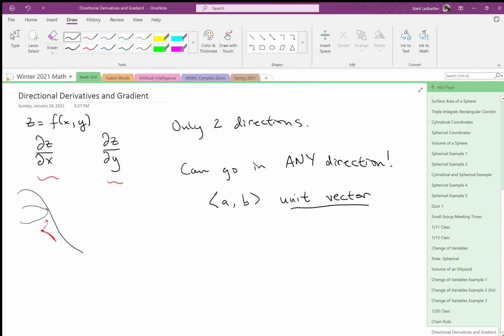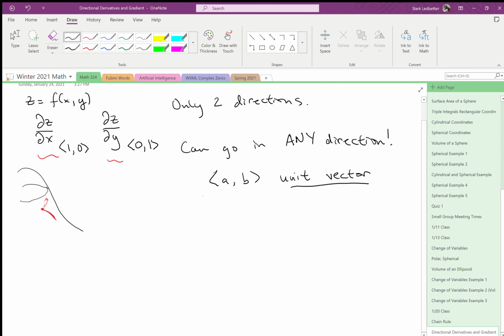So for example, the partial derivative with respect to x corresponds to the unit vector 1, 0. You're walking in the direction of 1, 0. How far up or down are you going? And partial derivative with respect to y corresponds to the unit vector 0, 1. But now we can do all sorts of unit vectors.